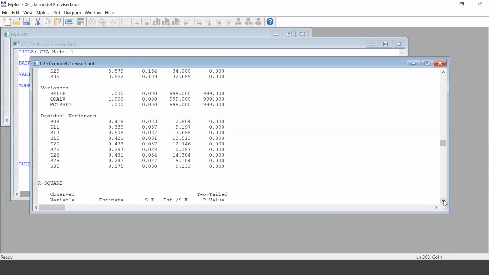And that is it. So that's our brief demonstration of confirmatory factor analysis in Mplus.